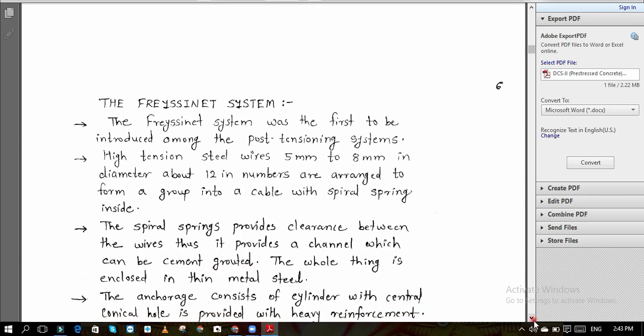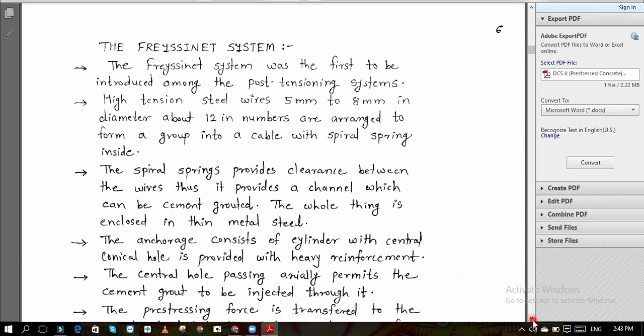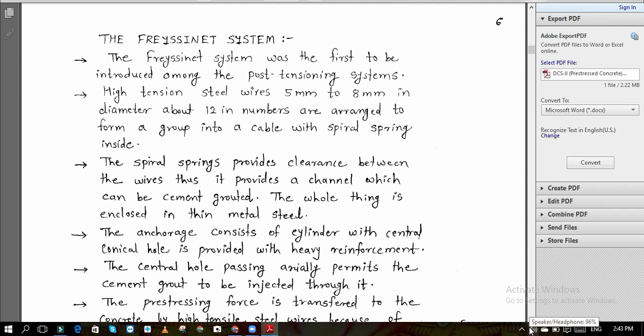So after the Hoyer system, we will go to the next, the Freyssinet system. This is the post-tensioning system. The points for the Freyssinet system are: the Freyssinet system was the first to be introduced among the post-tensioning systems. So it is the process firstly introduced amongst all the post-tensioning processes.